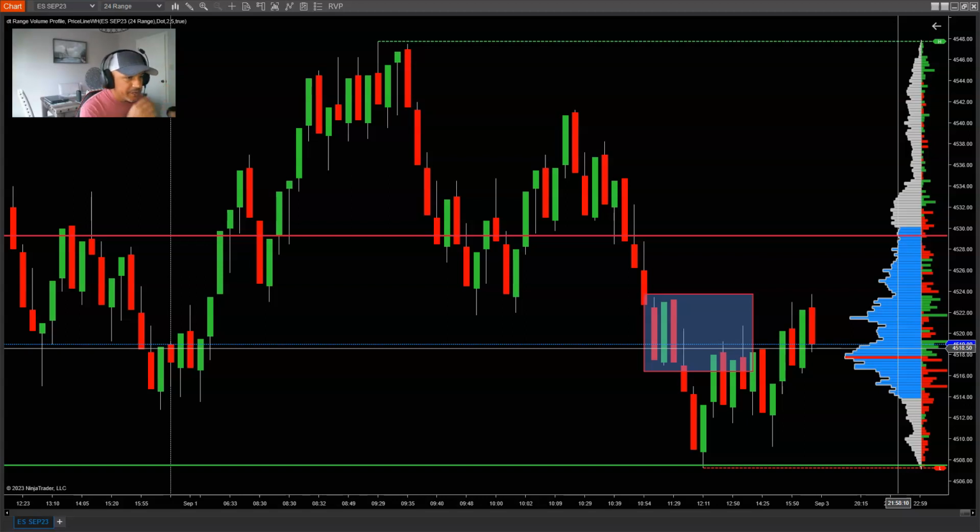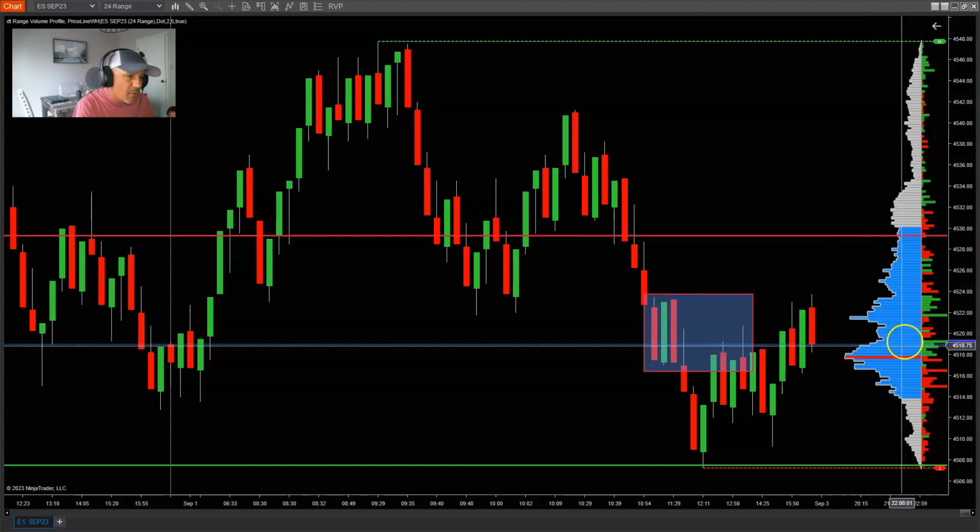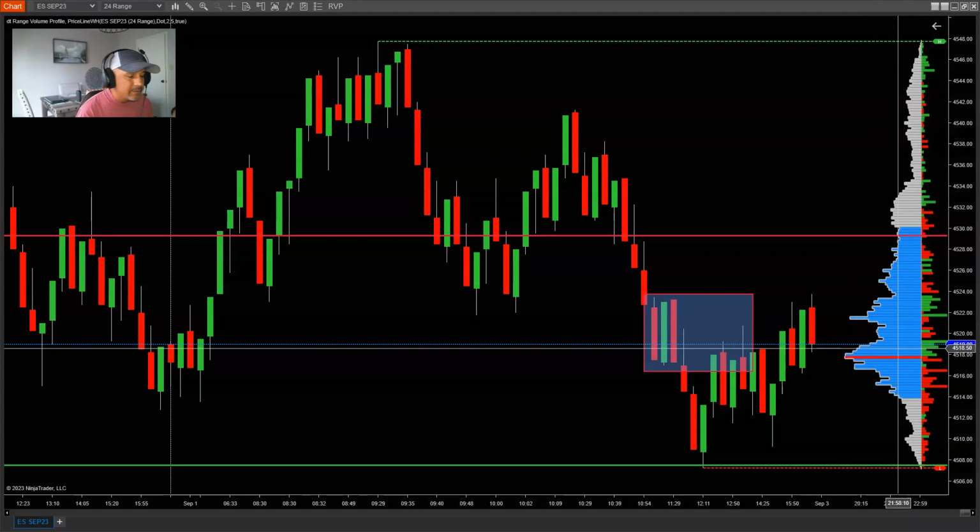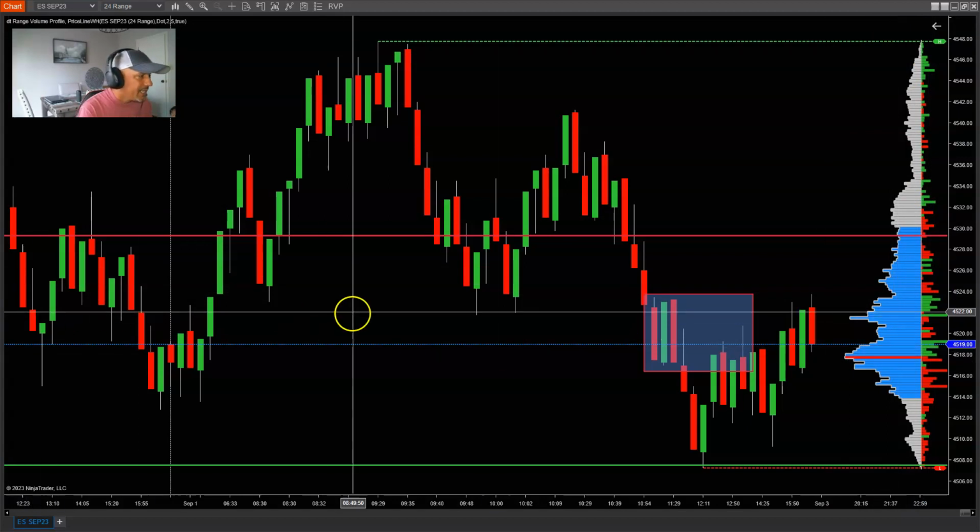So I'm just going to show you here today. What I have here is the volume profile on the right-hand side, okay? You can put it over to the left-hand side, depending on your own personal preference of where you want to see it laid on your chart.